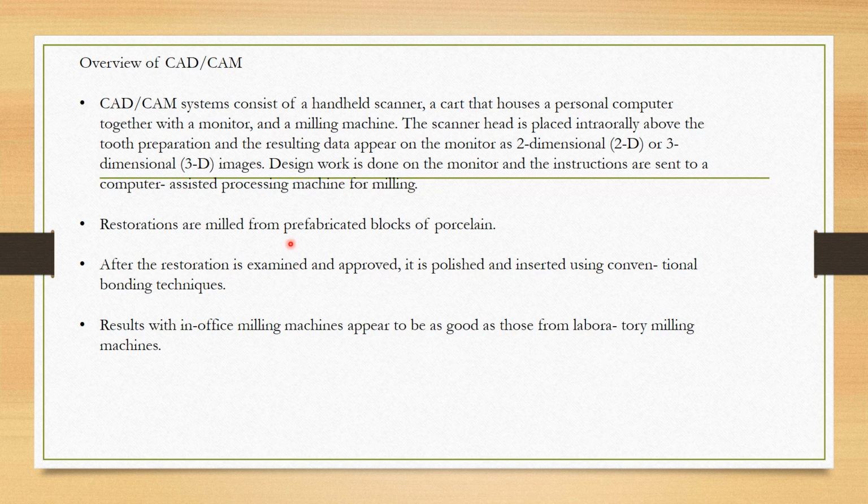Restorations are milled from prefabricated blocks of porcelain, and after the restoration is examined, approved, and polished, it is inserted using the conventional bonding technique. Of course, you have to do the placement yourself. The CAD-CAM is not going to do your placement. So you have to call the patient and then you can fix the crown. Results with the in-office milling machine appear to be as good as those of the lab milling machine. So they are very similar results. So it can be used in short.